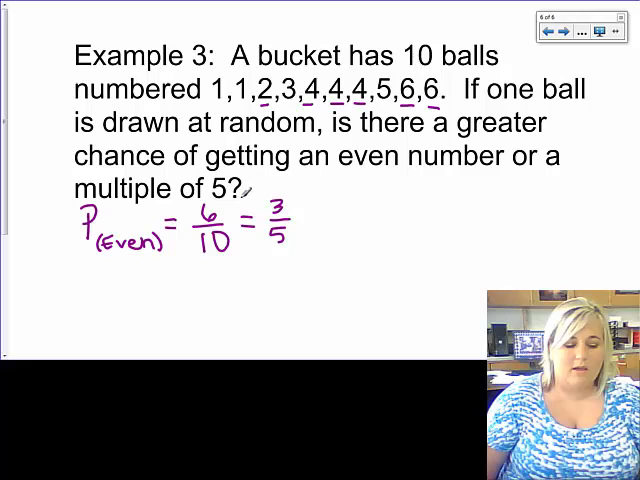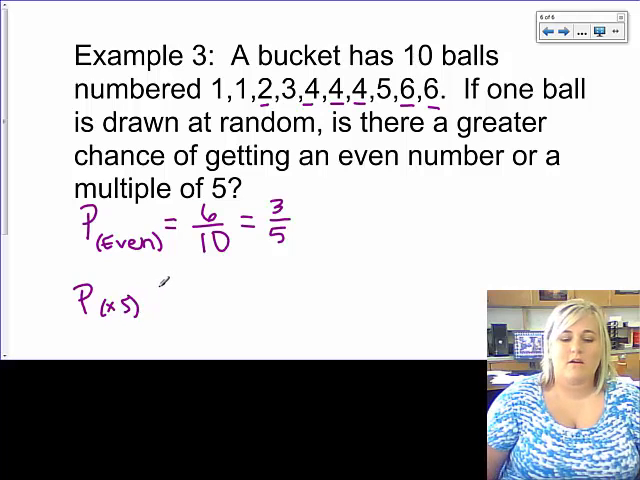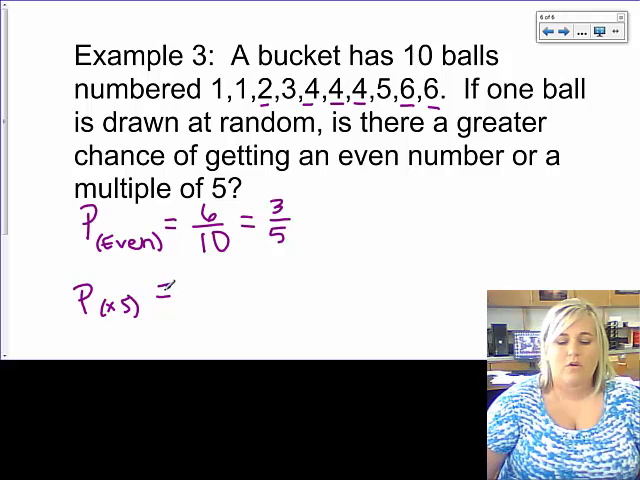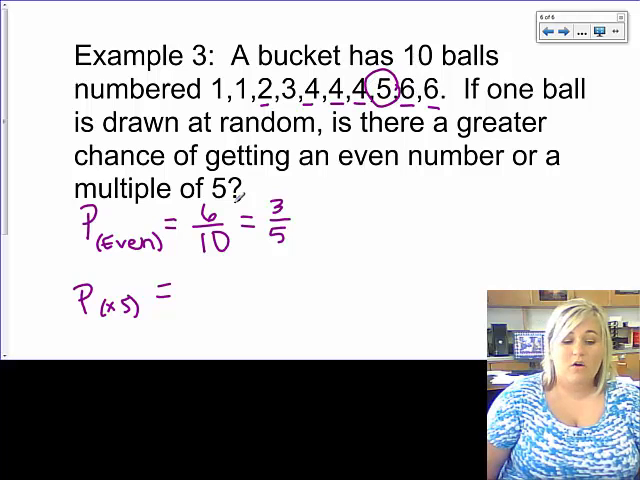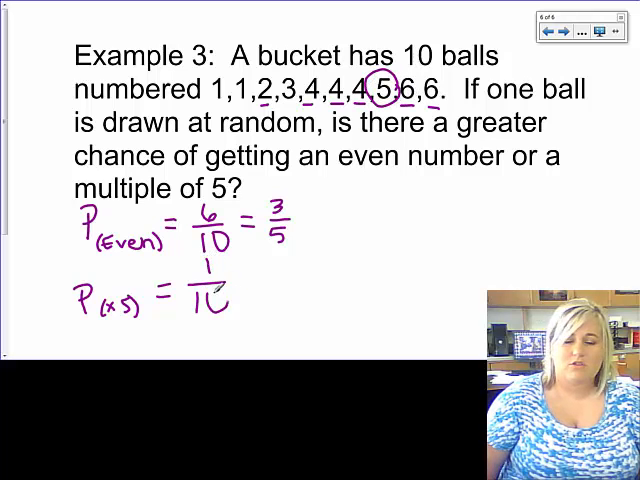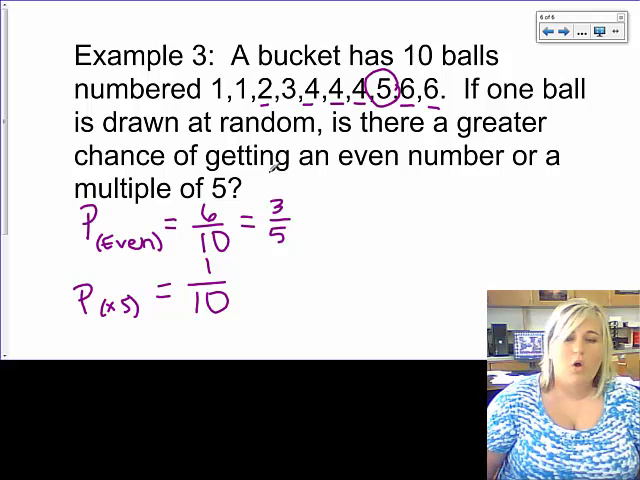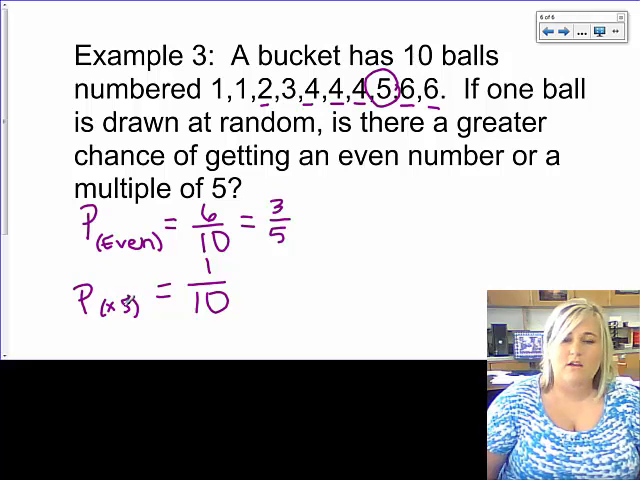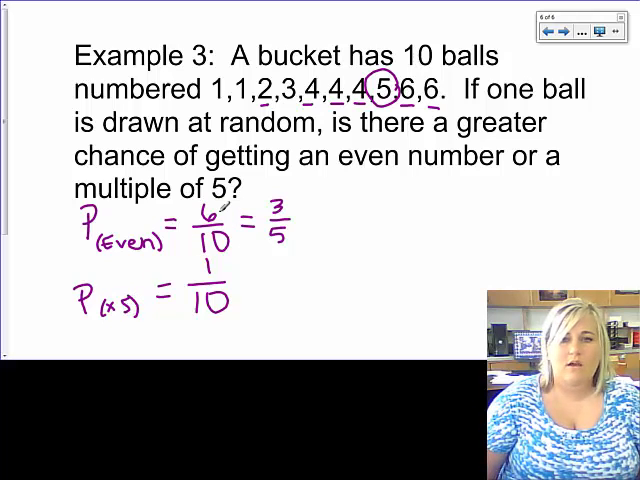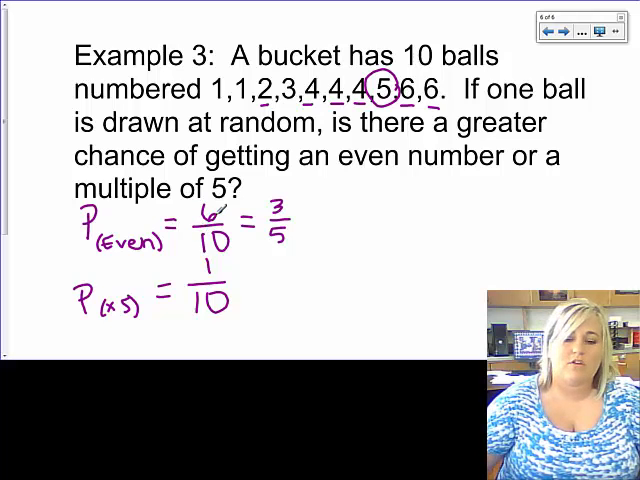Okay, and then it says the other option is the probability of getting a multiple of 5. That's any number that can be divided by 5, and I only have one of those. So that would be 1 out of 10. So it wants to know what is a greater chance. If you were taking a chance, which do you think would be the best chance? To draw an even number or a multiple of 5? I hope that you're thinking the even number, and the reason for that is, of course, because we have more even numbers in the bag than we do multiples of 5.